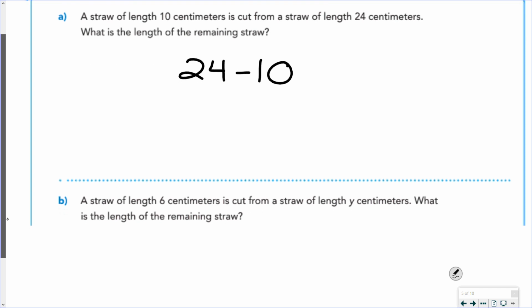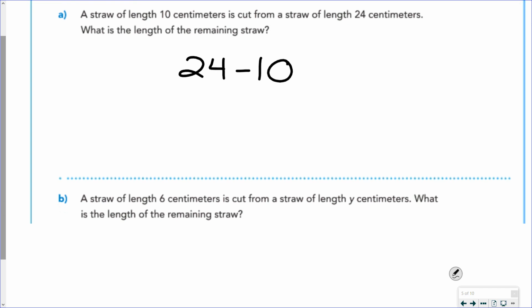Scroll down a little bit again. A straw of length 6 centimeters is cut from a straw of length y centimeters. What is the length of the remaining straw? Well, very similar situation to what we just had. We start with y centimeters and we cut off the 6. Now in this situation, we are told that it's y centimeters. So we would have to use y as our variable. In the previous example, we were not given a variable, so we could come up with our own. But if a variable has already been defined, you must use that variable.